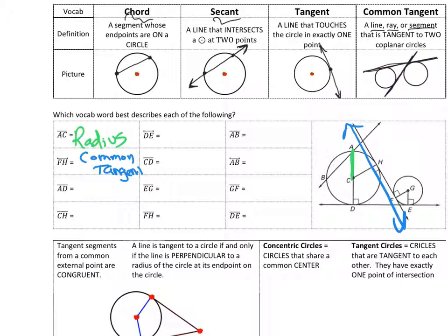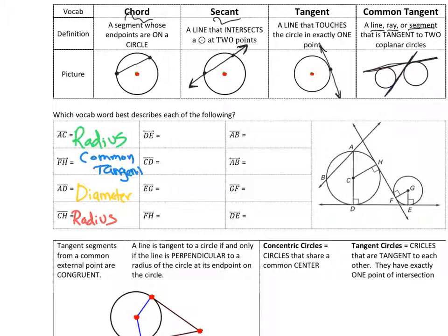Next, it's asking for the segment AD. It goes all the way across the circle through the center, and so that would be a diameter. And then last but not least, the last one we're going to take a look at is CH. So it goes from the center out to the side. And if it just goes halfway across the circle, it is a radius.